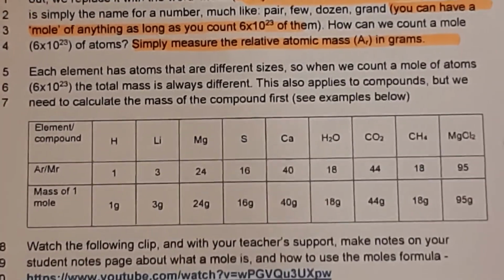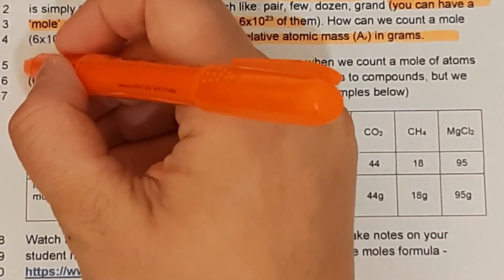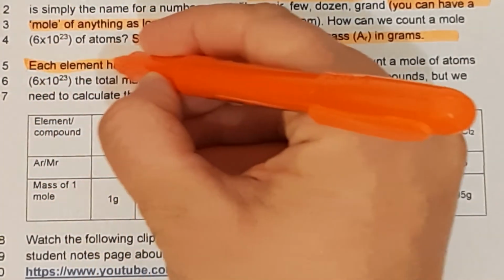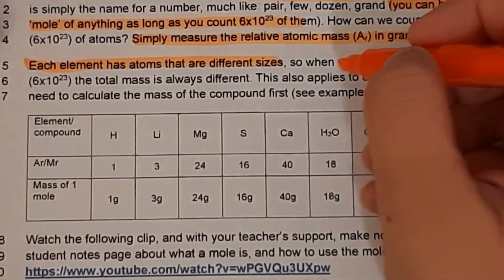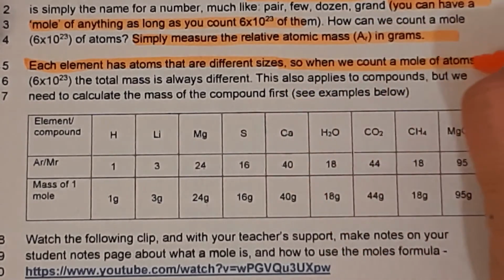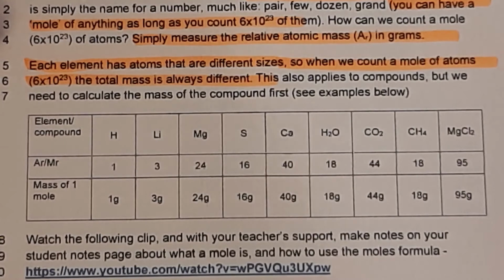Okay, so each element has atoms that are different sizes. That's really important to know. Okay, the further down the periodic table they are and the further to the right they are, the bigger the atom, most of the time. So when we count a mole of atoms, the total mass is always different. And that's for each element. This also applies to compounds because they're made up of different atoms in different arrangements. Okay, but we have to calculate the mass of the compound first.